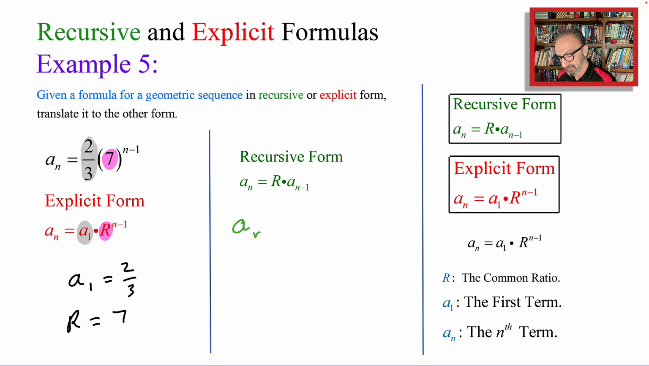Now a sub n equals r, and r is 7, times a sub n minus 1. And that should do it. We're done. Thank you.